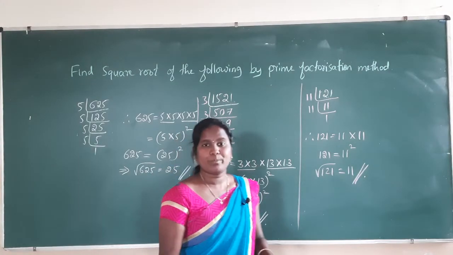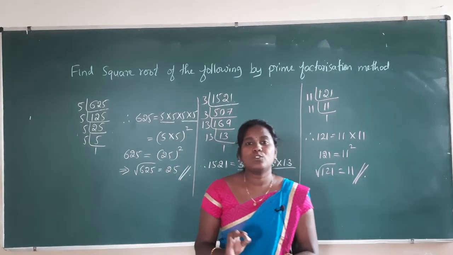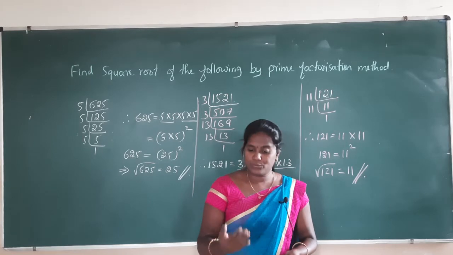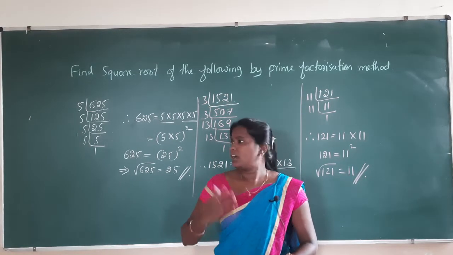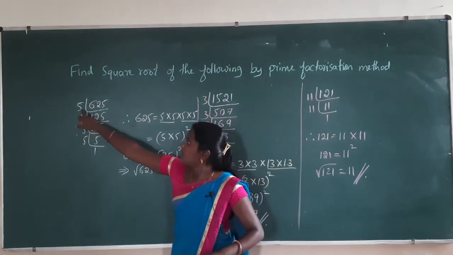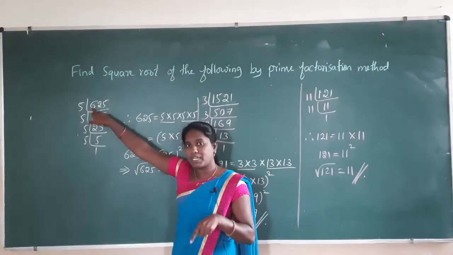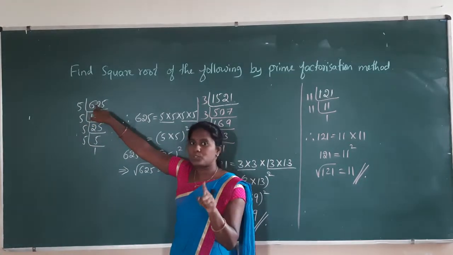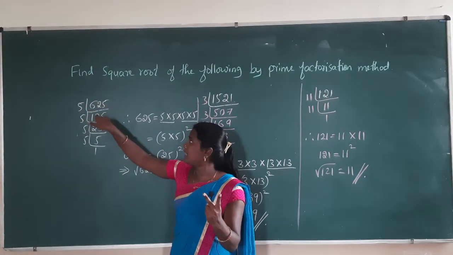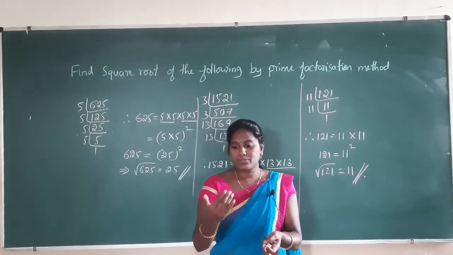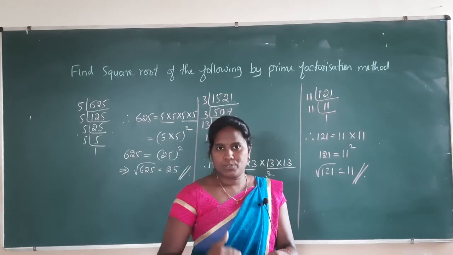Yes, so prime factorization is easy if you know the tables properly and if you know how to divide the numbers. How to divide, in the sense we have taken: 5 ones are 5, so 6 minus 5 is 1, it will become 12. So 5 twos are 10, 2 left, 25, 5 fives are 25. It is nothing but we are going to take the division process here.